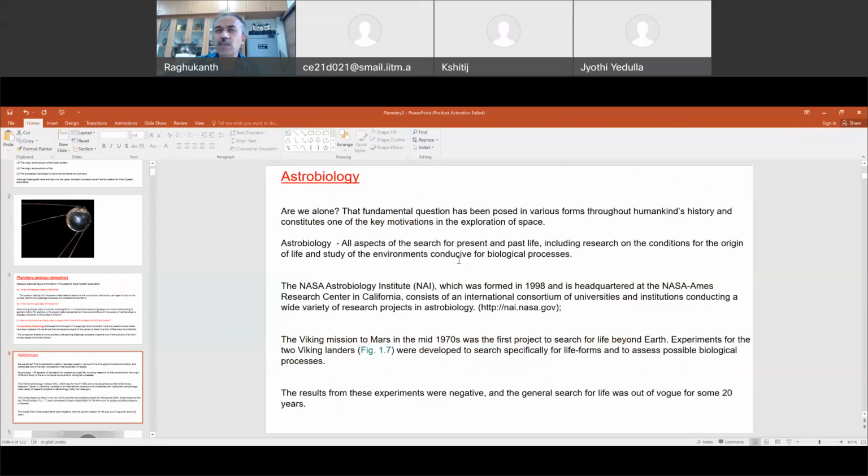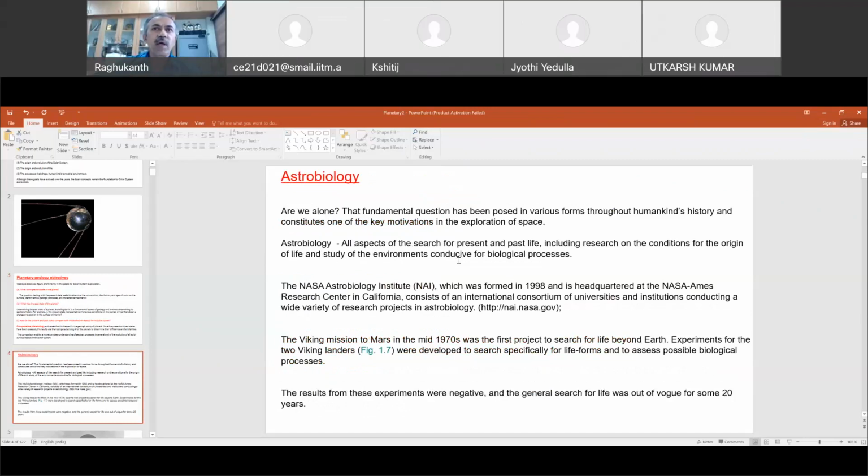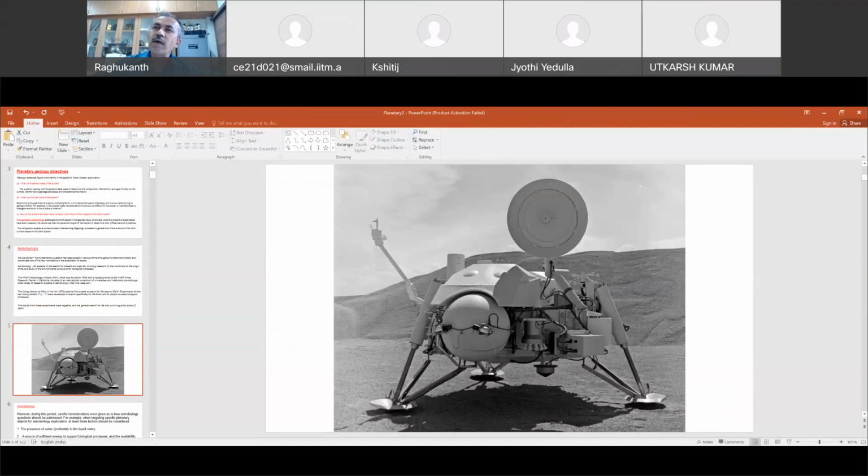Then we also discussed astrobiology, which is of course linked to planetary geology because water and other things also come into the picture. So this is also a very important aspect of planetary explorations. And then, as I told you, in the olden days the Viking and similar missions were launched essentially to search for life on Mars and other things also.